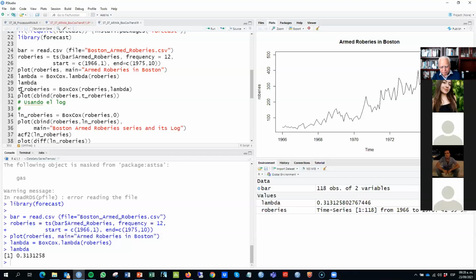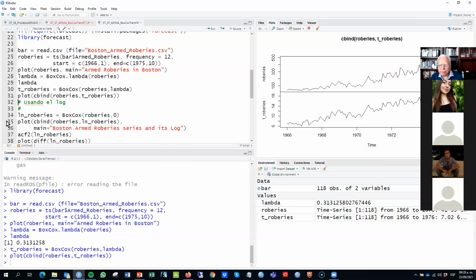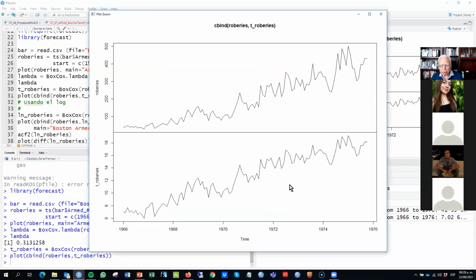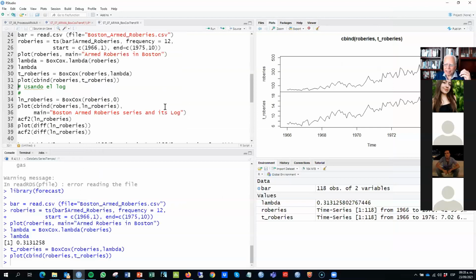So I take the robberies, and that's the Box-Cox transformation, and I plot both, and I see that, yeah, the variance seems to have been stabilized in this case. Now, since lambda is close to 0, I need to try to see if the log gives me good enough results.